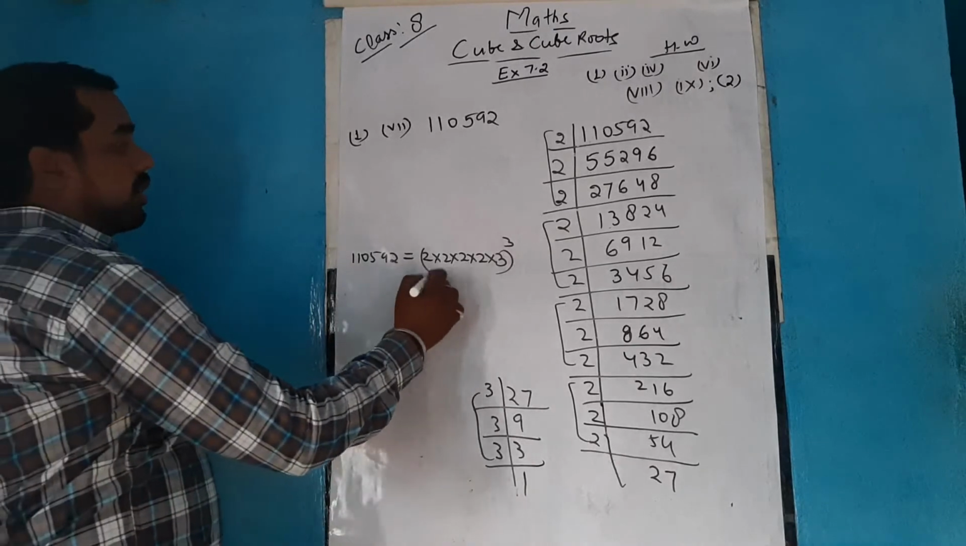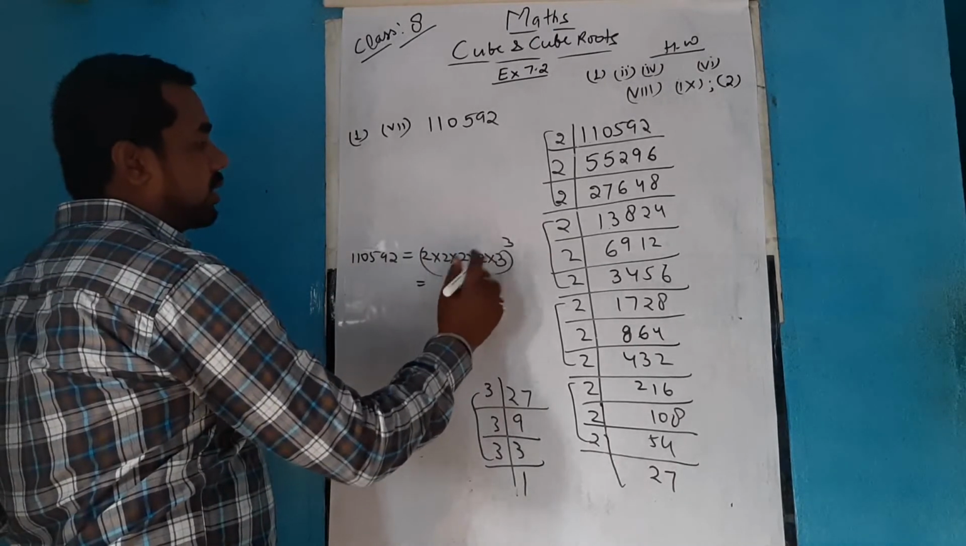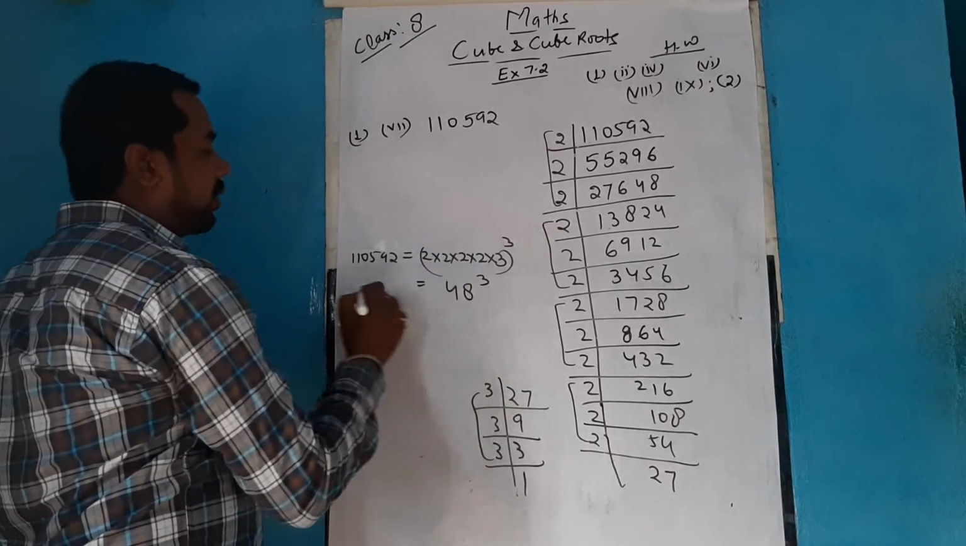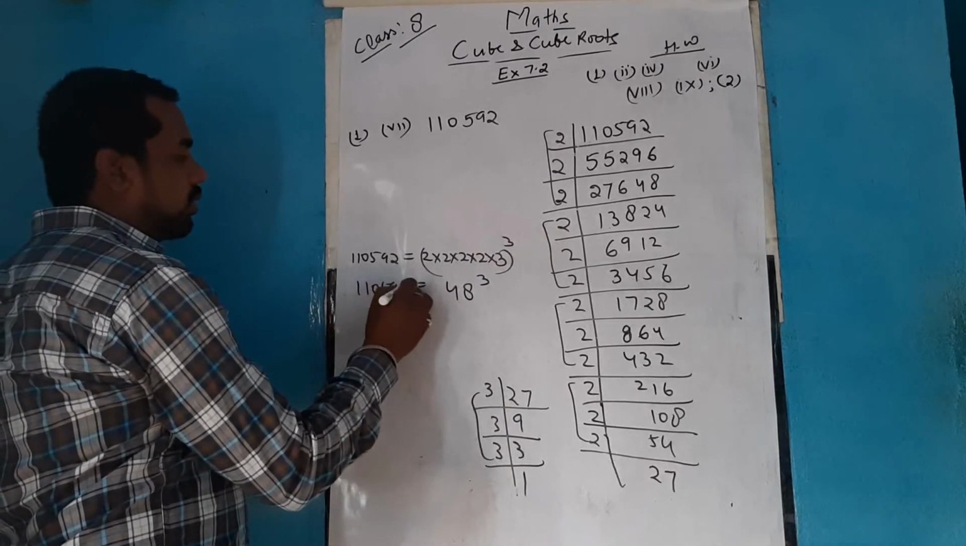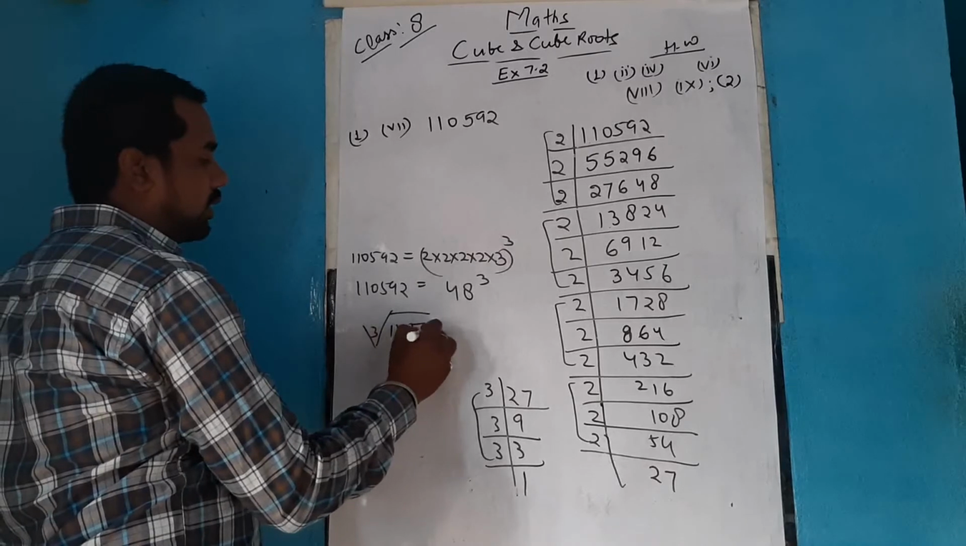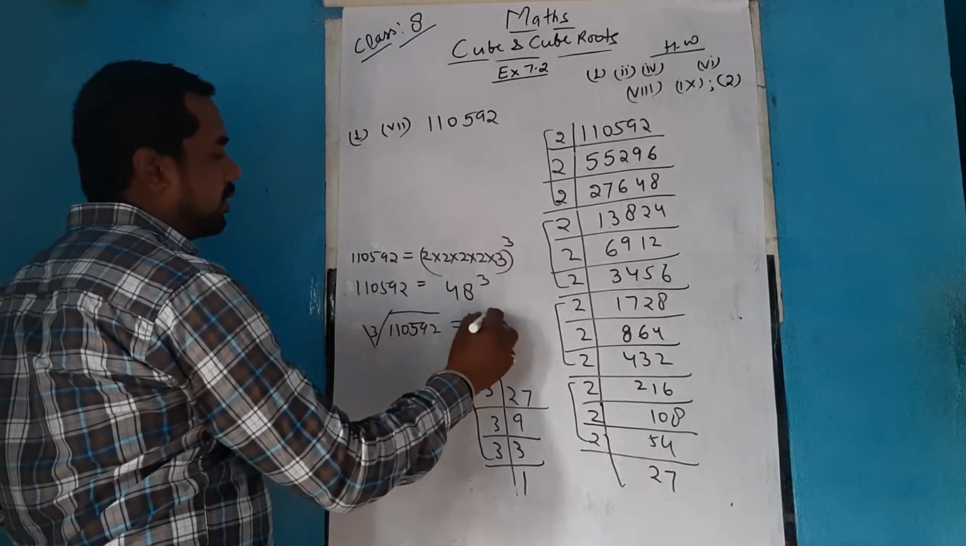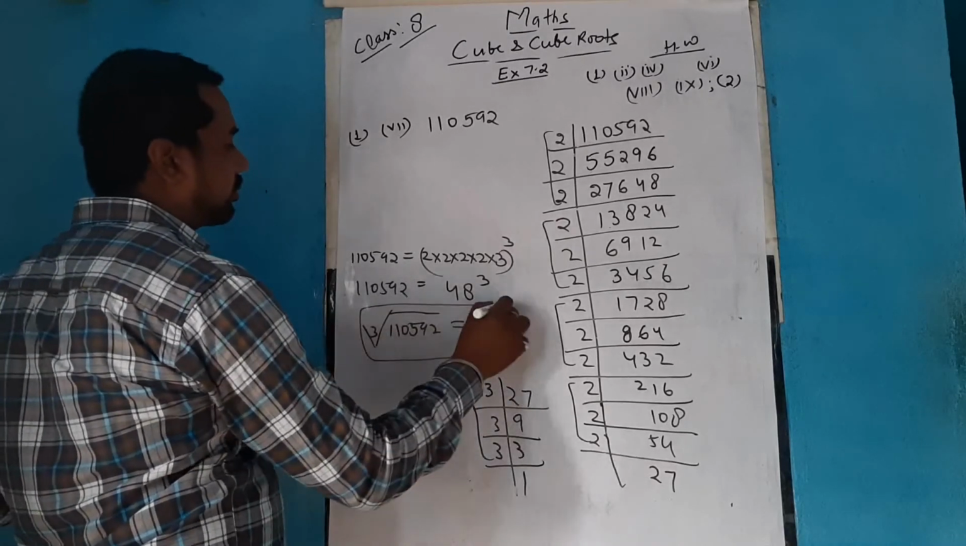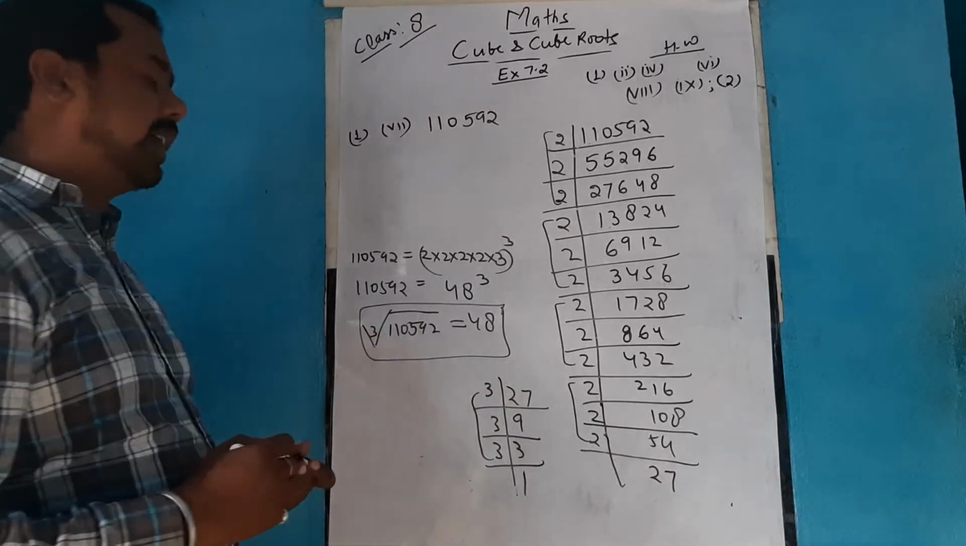So that becomes 2 2s are 4, 2 4s are 8, 2 8s are 16, 3 16s are 48. 48 cube is 110592. So hence the cube root of 110592 becomes 48. So this way you will get the answer.